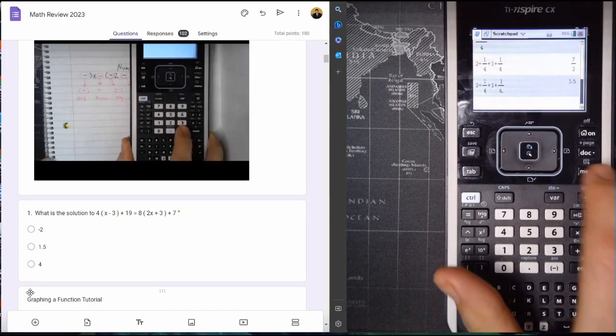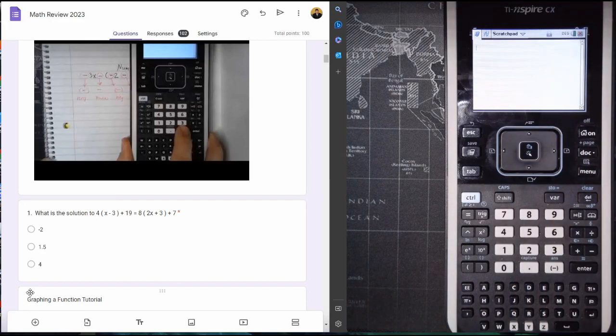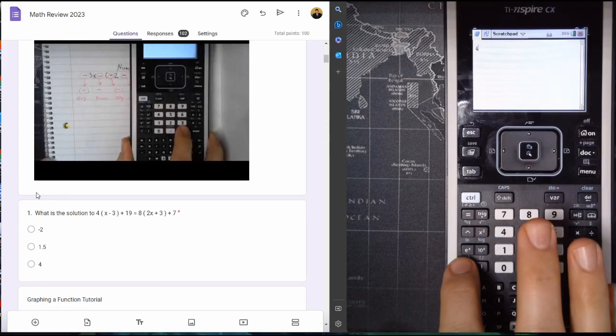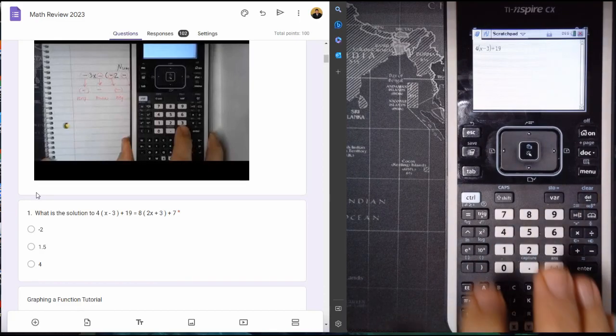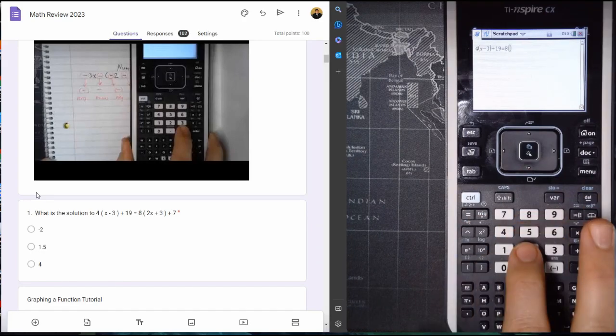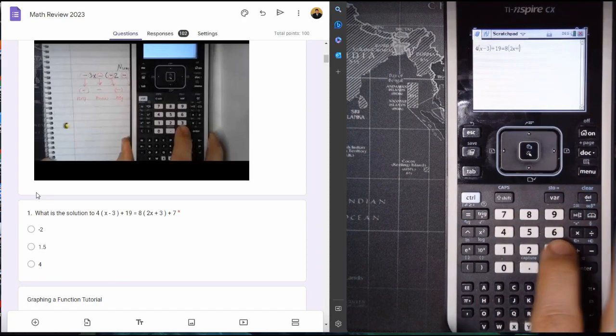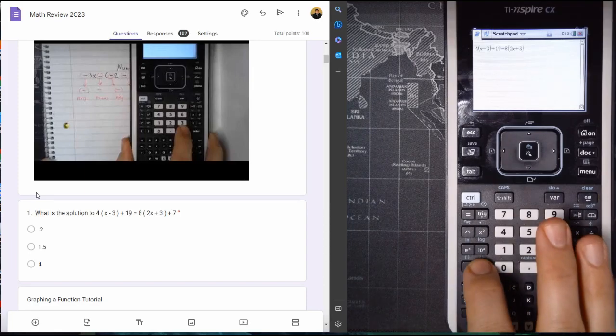So I'm going to go ahead, and this is just another tool. So they have another option in case they have a multiple choice question to solve linear equations, and or any kind of equation for that matter. So what I'm going to do is I'm going to go over here and I'm going to type in this entire equation into my calculator. And the first time that I show it to them, I do it exactly as you see me doing it. I tell the students type everything in, including your variable, into the calculator. So I got 4(x minus 3) plus 19 is equal to 8(2x plus 3) plus 7.